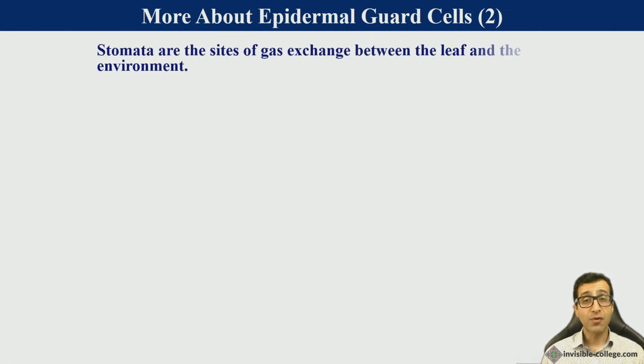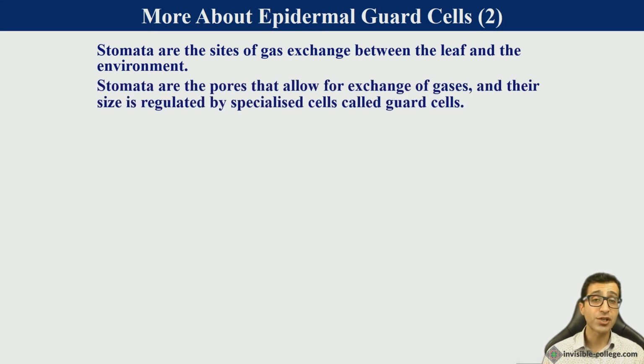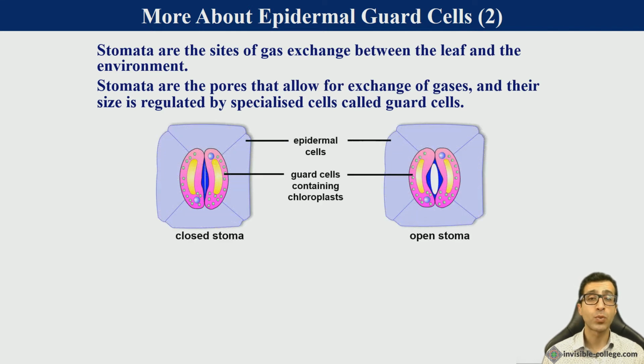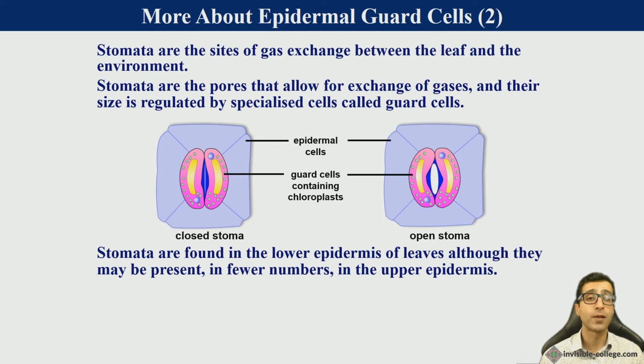So the stomata are essentially the sites of gas exchange between the leaf and the environment. Now these are the pores that allow for the exchange of gases, and their size is regulated by these specialized cells that we call guard cells. Now the stomata are found in the lower epidermis of leaves, although they can be present in fewer numbers in the upper epidermis as well.